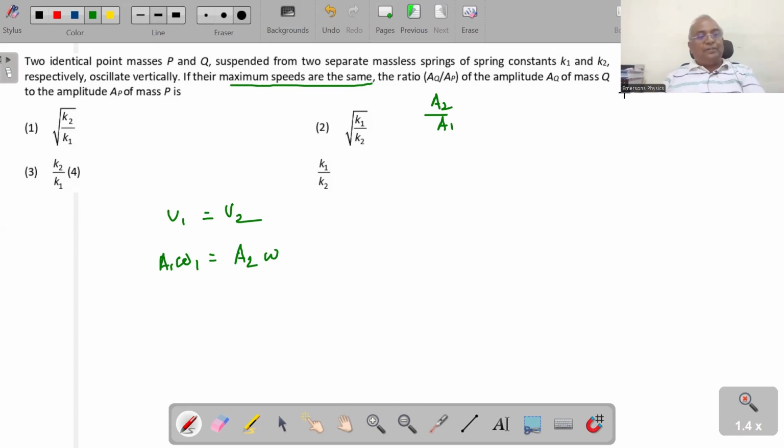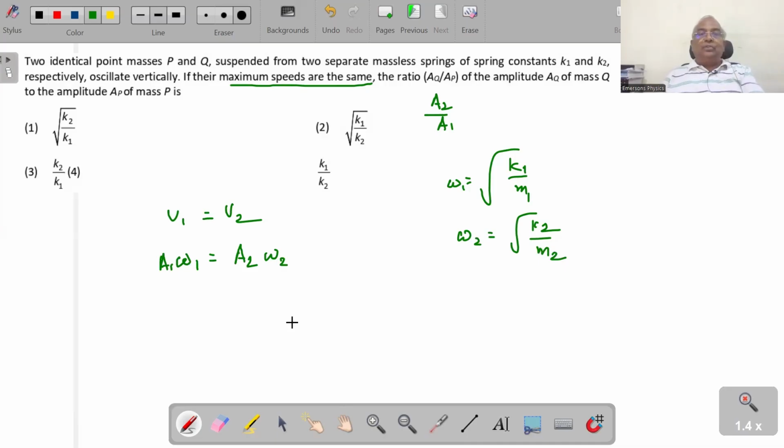They asked for the ratio of amplitudes in terms of spring constant. Okay, we need to know the formula: omega equal to root of K by M. So omega 1 will be equal to root of K1 by M1, and omega 2 equal to root of K2 by M2.